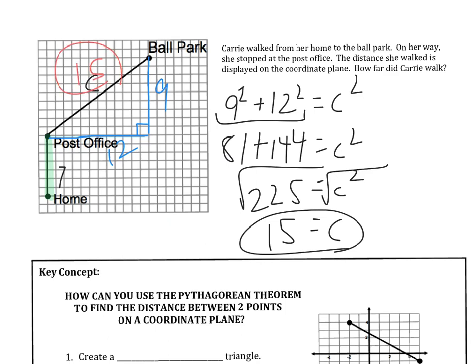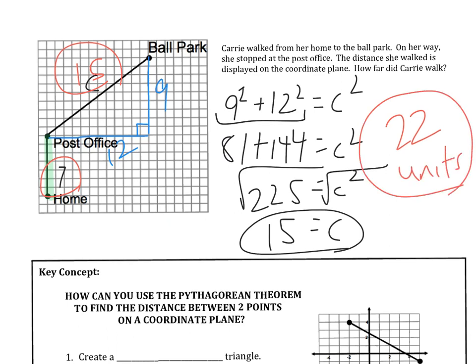So it asks what's the total distance Carrie walks. Well, first she walks 7 units or blocks to get to the post office, and then she walks 15 more from the post office to the ballpark. So altogether, she walks 22 units or blocks to get to her destination.